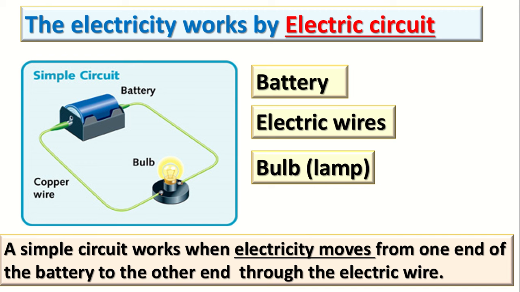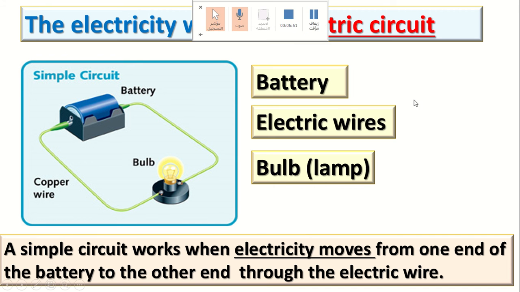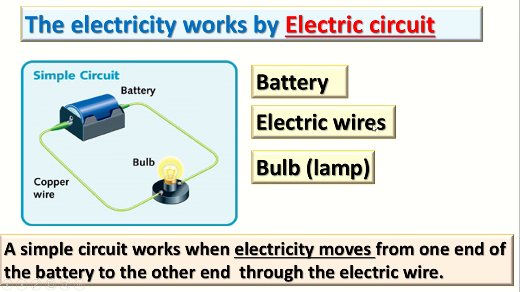Okay, how can I make the electric circuit? I need three things to make the electric circuit. Number one, the battery. The battery is the source of the electricity inside the battery. Number two, I need the electric wires, because the electricity will move from the battery inside the electric wires. After that, I need the lamp or the bulb.